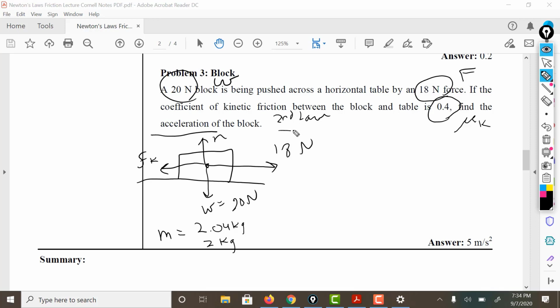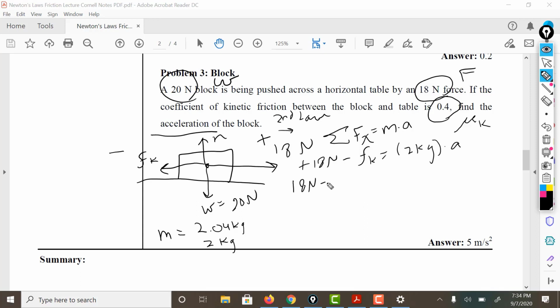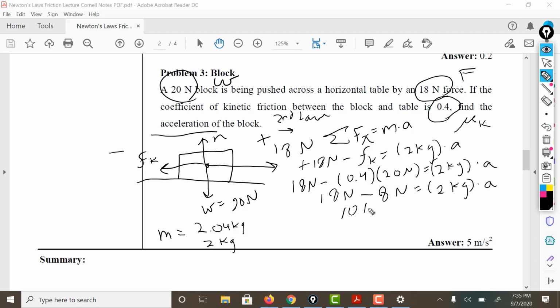Let's pick positive and negative. If this is accelerating in this direction, I'm going to make this positive and this negative. If we do this along the x-axis, going left and right, I end up getting that 18 newtons minus Fk is equal to 2 kilograms times acceleration. We're looking for the acceleration. Now, the friction is going to be mu, which is 0.4, times the normal, which is the same as the weight. This results in 18 newtons minus 8 newtons. This results in 10 newtons.